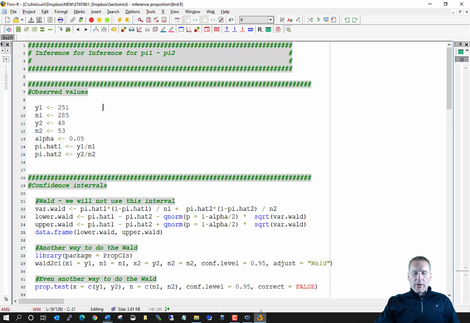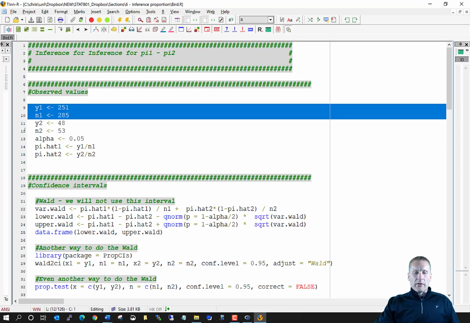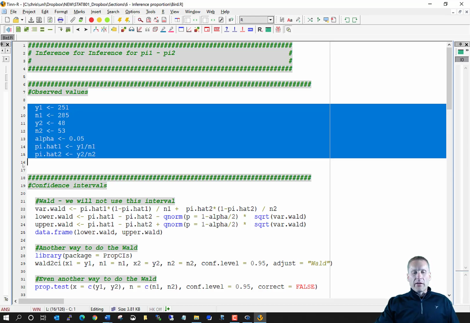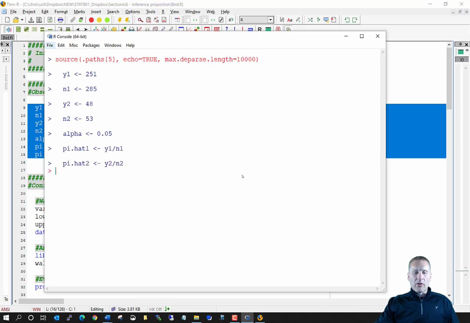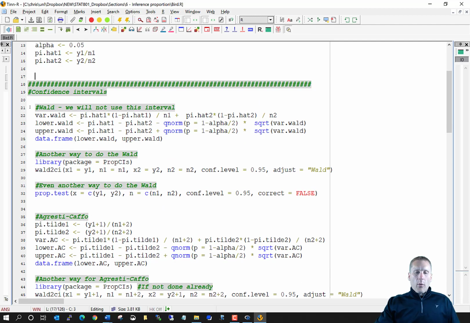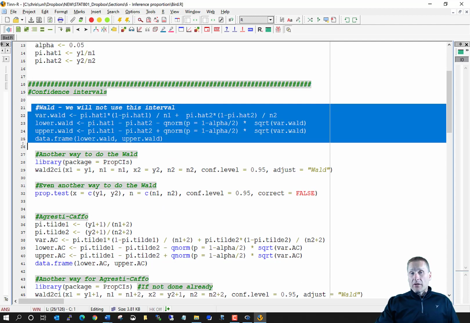Well, let's take a look at how we can do this in R. So I'm simply going to enter in y1, n1, y2, n2. I'm going to do a 95% interval, so alpha is 0.05, and we'll calculate pi hat 1 and pi hat 2, although we essentially don't use them for this particular interval. Now, while we won't use the Wald interval, I did include the code to do the calculation if you wanted to see it.